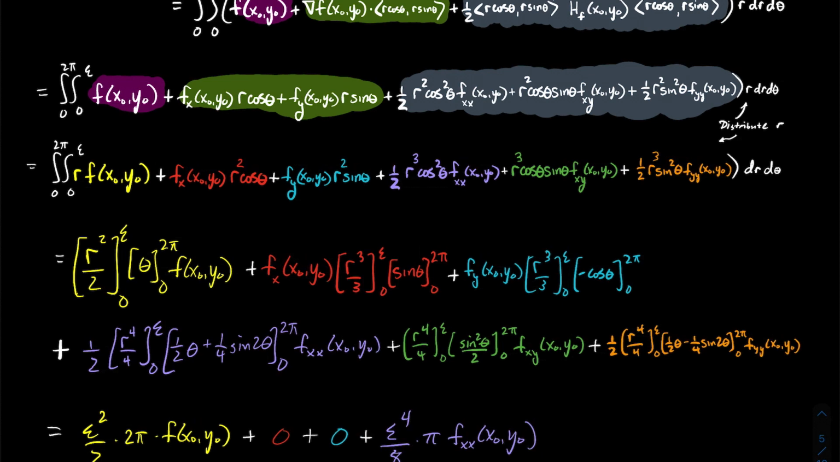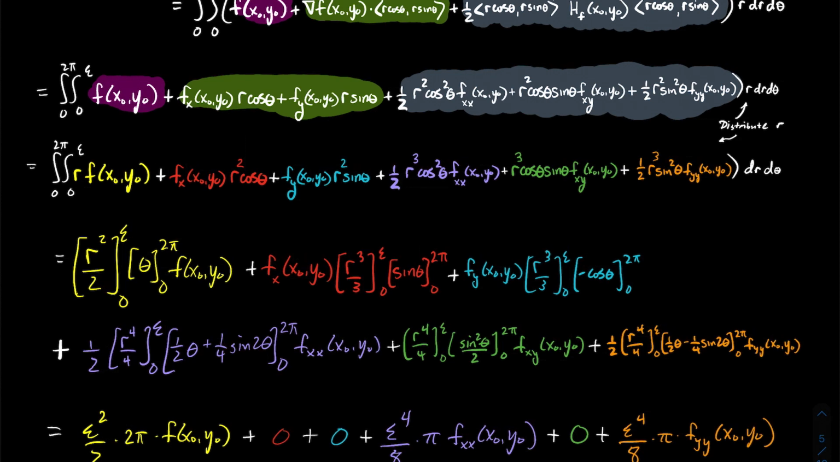In purple, you're going to get epsilon to the 4th over 4 times pi, and then times that second partial with respect to x. So the sine stuff goes away. Hope you see that. And in green, you're going to get 0 because sine squared theta from 0 to 2 pi is going to be 0. And then in orange, again, the sine of 2 theta stuff is going to go away.